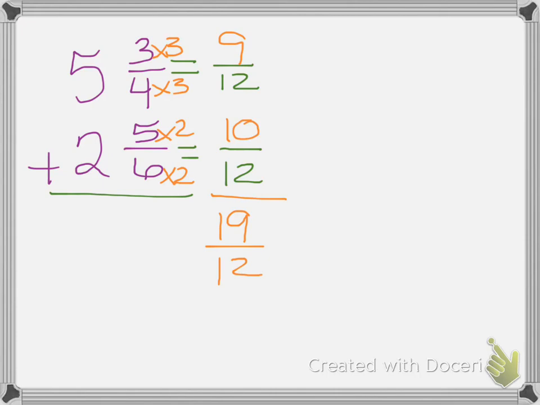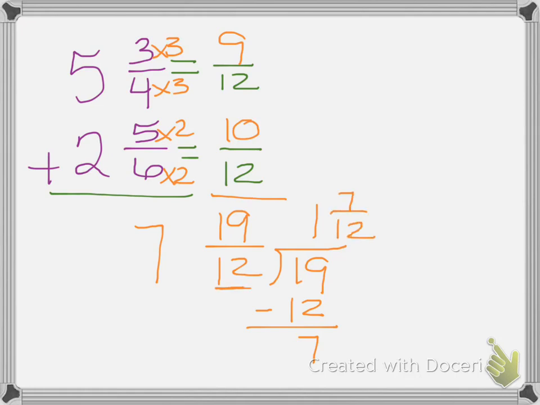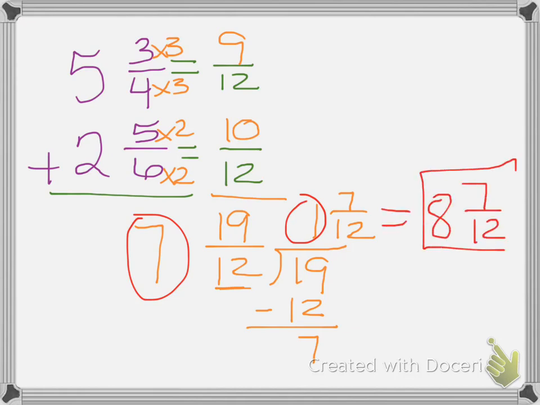Now I add my whole numbers, and 5 plus 2 is 7. Now again, my top number in my fraction is bigger than the bottom, 19 is bigger than 12, so I need to divide bottom into top. 12 goes into 19 one time, and there are 7 left over. So I put my leftover over 12, since that was my starting denominator right here. And now I need to add my 2 whole numbers together. So I add the 7 and the 1, and this equals then 8 and 7/12. And that is the final answer.